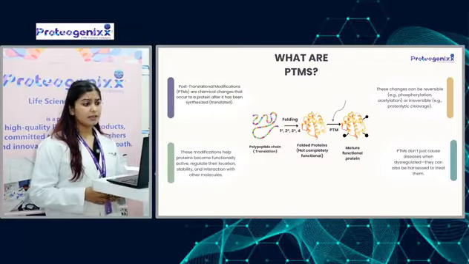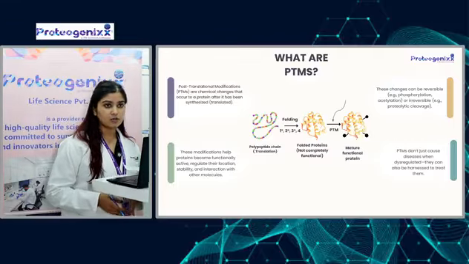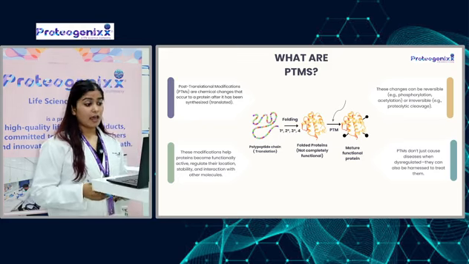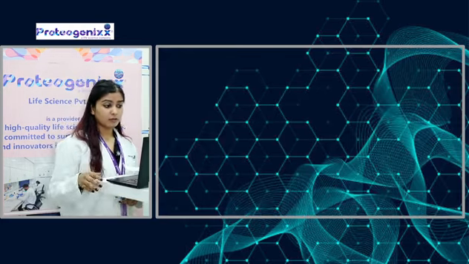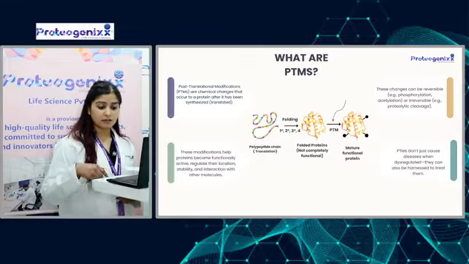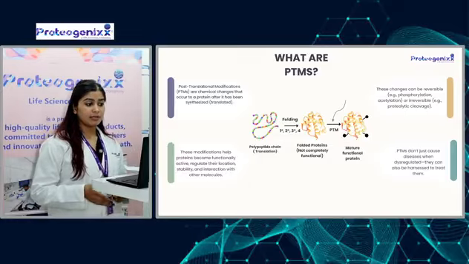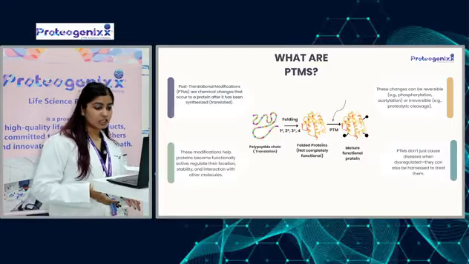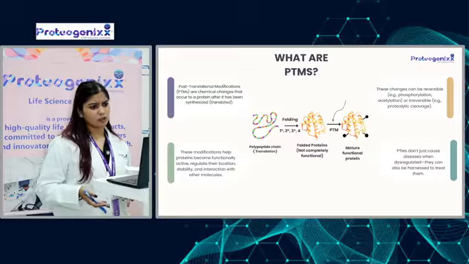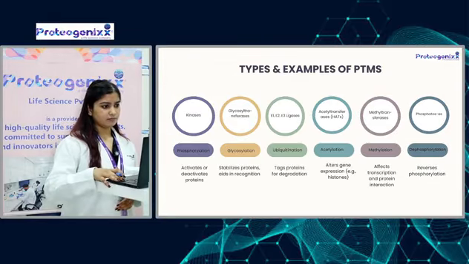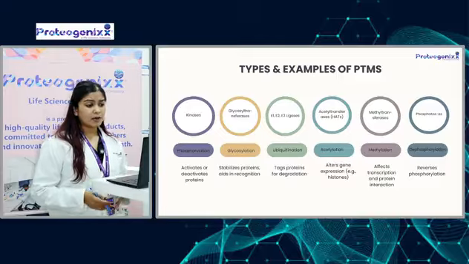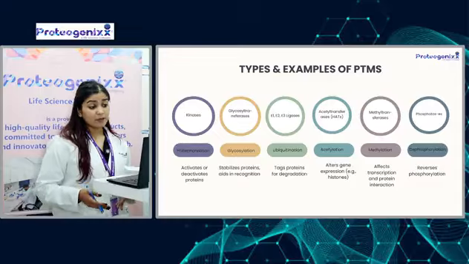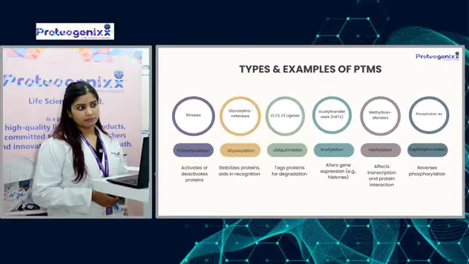So what are PTMs? PTMs are chemical changes that occur to a protein after it has been translated. And these modifications are important for a protein to be functionally active, and to regulate its localization, stability, and interaction with other proteins. These changes can be reversible, like phosphorylation and acetylation, or irreversible, like proteolytic cleavage. So quickly just think of a disease model and check if any PTM is playing a regulatory role in it.